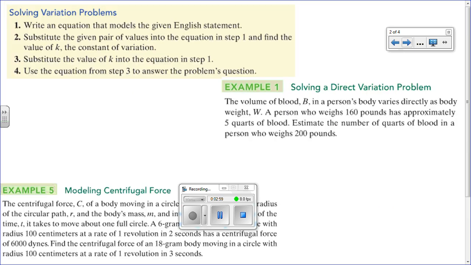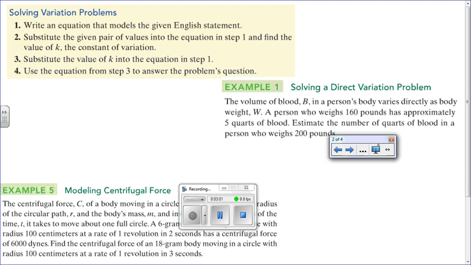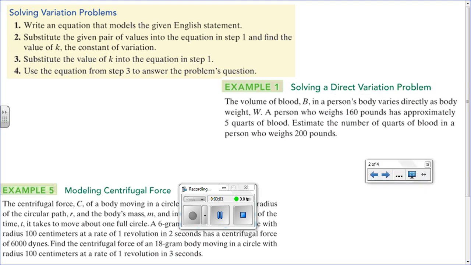So now there are other problems where you actually have to find that constant of variation. So these are the steps that we're going to follow. Taking notes, everybody? Everybody needs to take notes. Everything I write on the board. So number one, write an equation that models the English statement.